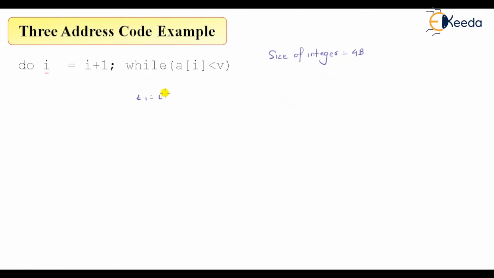Ideally I should write t1 is equal to I plus 1, and then I is equal to t1. Then I have to check this condition, and here a of I needs to be broken down. What is the expansion of this? It is the base address plus I minus 1 into size. Now why am I writing this, and when is it applicable?